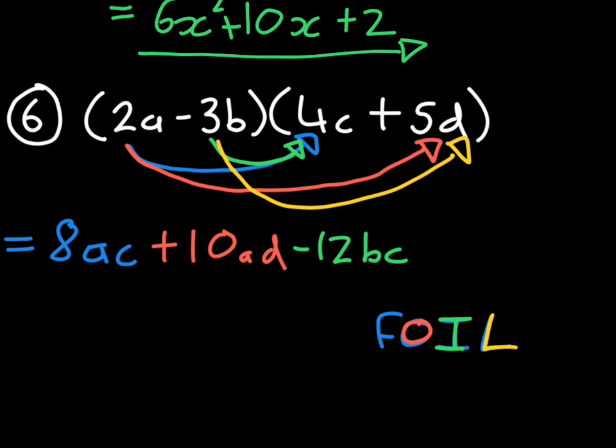And lastly, the letter L, which stands for last, means we're going to be multiplying minus 3b by positive 5d. Minus 3 times 5 is minus 15. B times d is simply just bd. Now, our last step is to look at this expression and see if we can simplify it. As you should all note, we cannot find any like terms, right? So that means that this expression is already in its simplest form. We cannot simplify any further, and we have our final answer for question number 6.